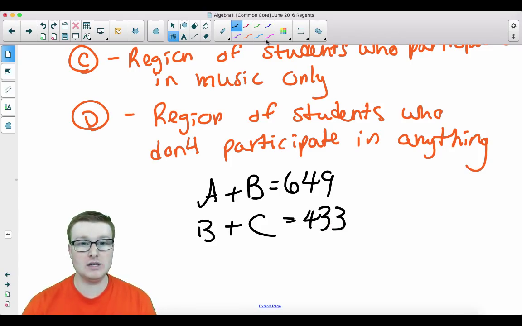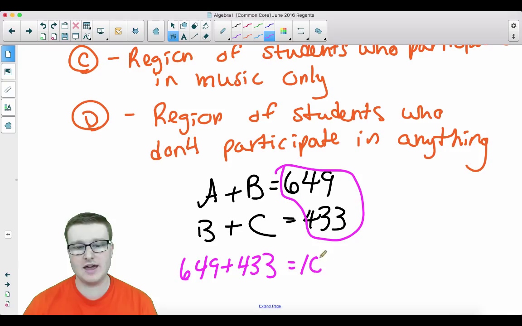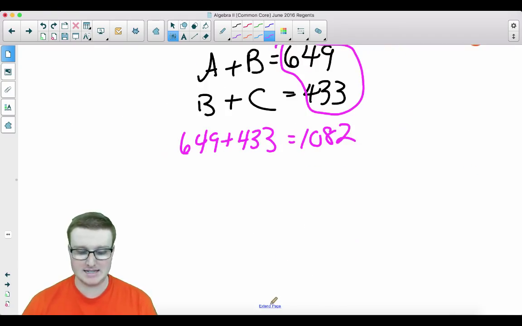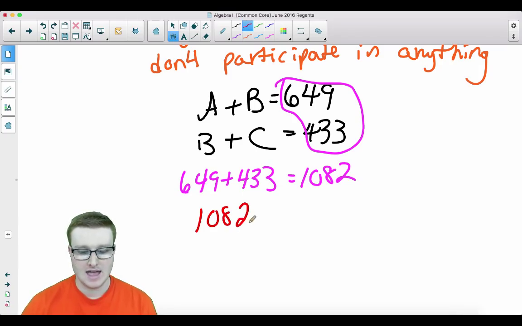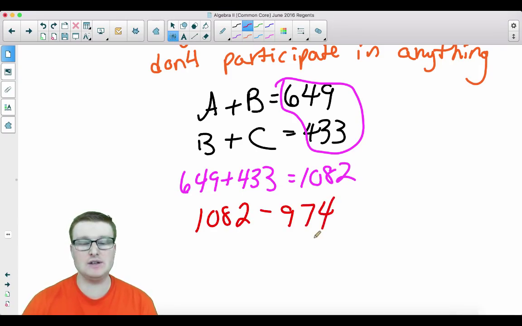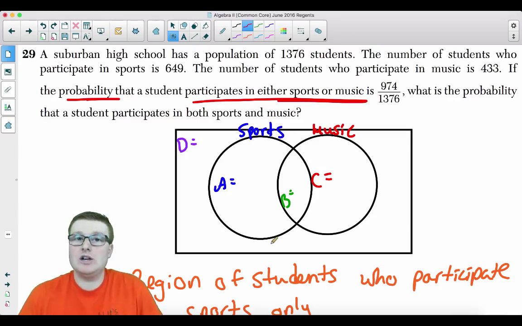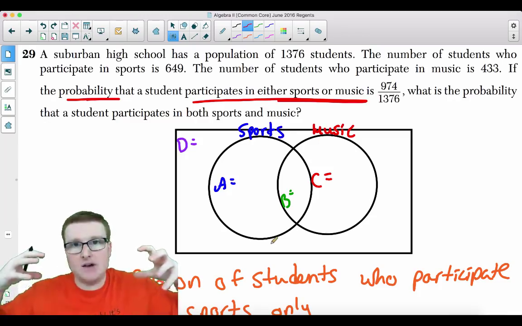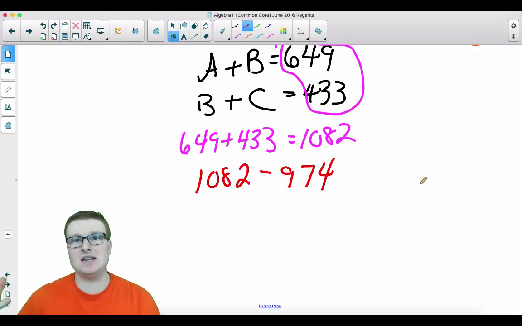So, what we could do is if we add these numbers together, the 649 plus the 433, we get an answer of 1082. Now, what does that tell us? Well, if we take the 1082 and we subtract the 974, because that's the probability that a student participates in either sports or music, so we are taking the total amount of people who participate in sports and music and subtracting the 974, which is the probability of them participating in either.